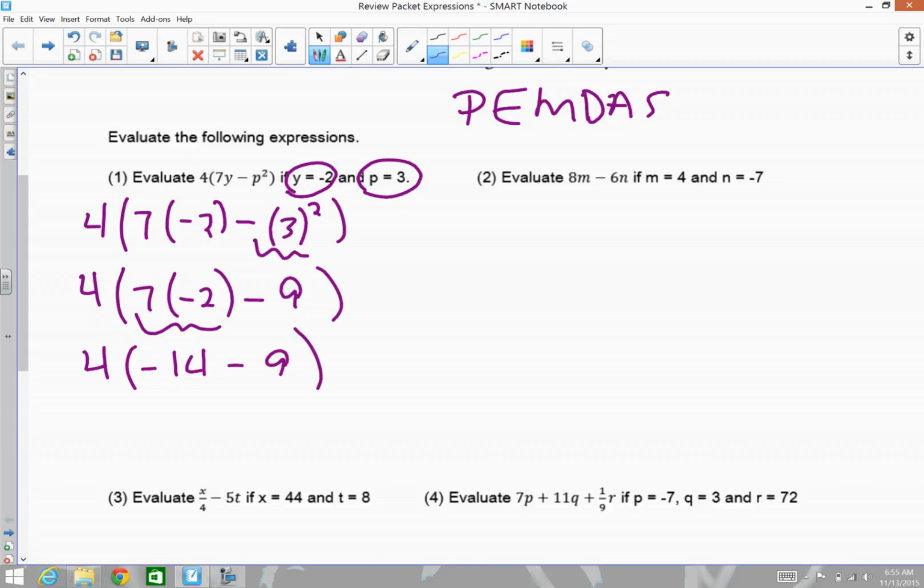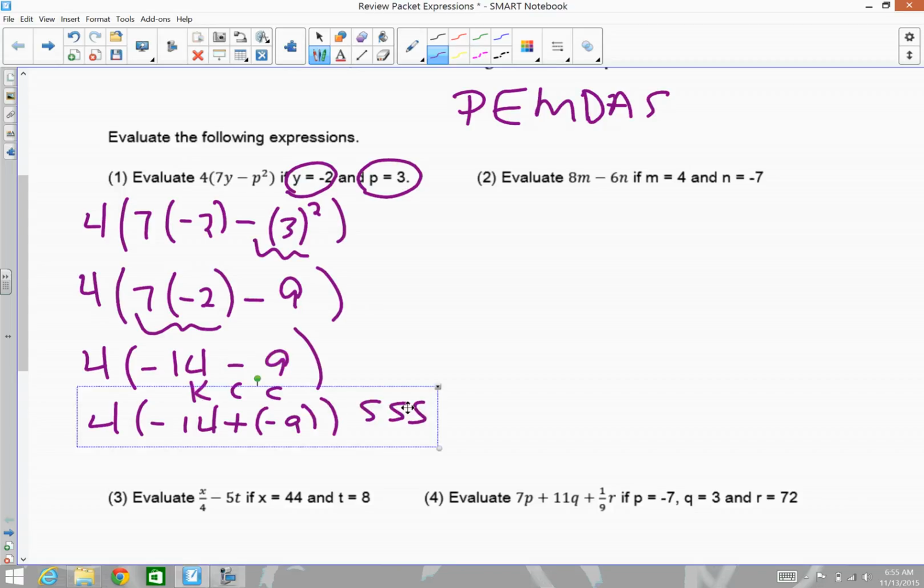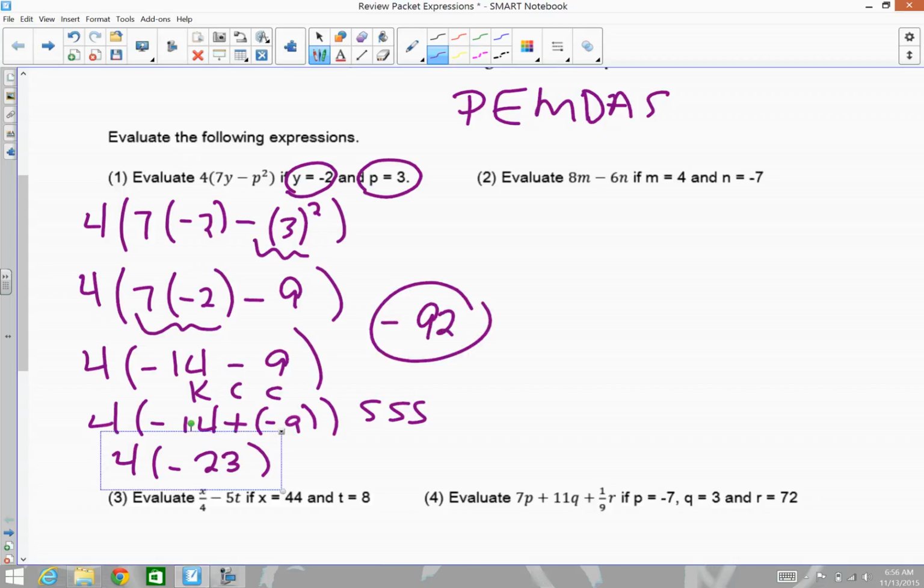Okay, and then here's where it gets a little tricky. I would remember, anytime you have subtraction, do keep, change. So this is really -14 plus -9. Because they're both negative, they have the same sign, so this is same sign sum. 14 plus 9 is -23, and 4 times -23 is -92. Okay, so there's question 1. Let's look at the next one.